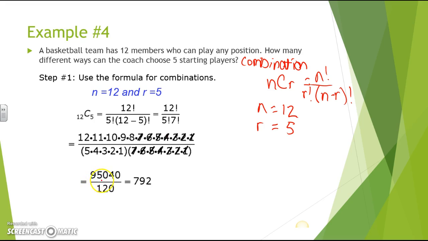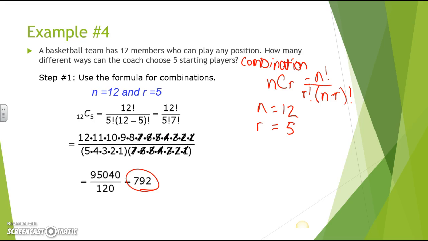So 95,040 over 120 equals 792. So there are 792 combinations for these players on the basketball team. So that is it for combinations and permutations. Let me know if you have any questions.